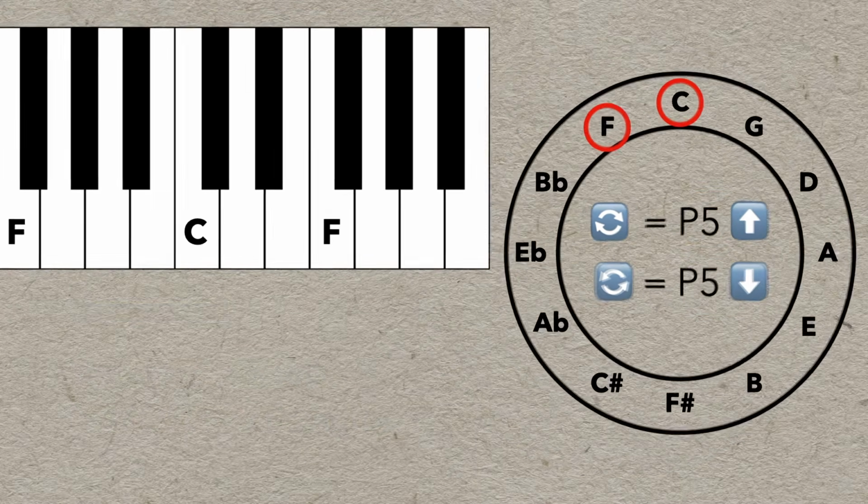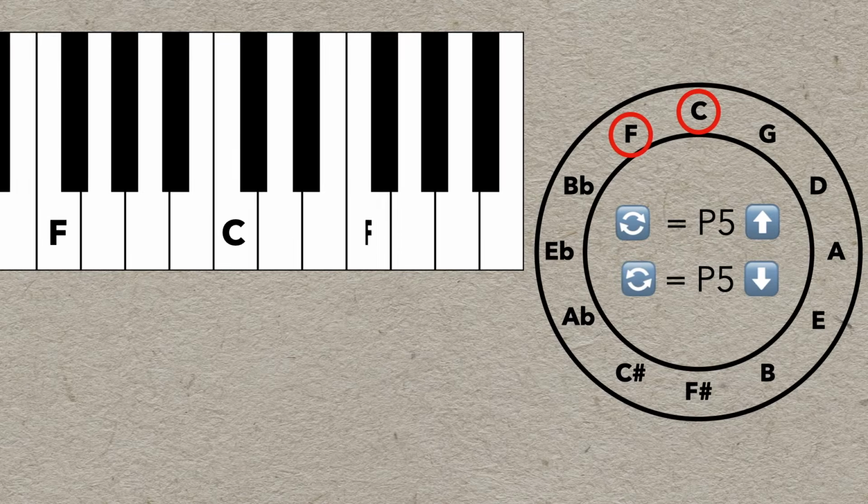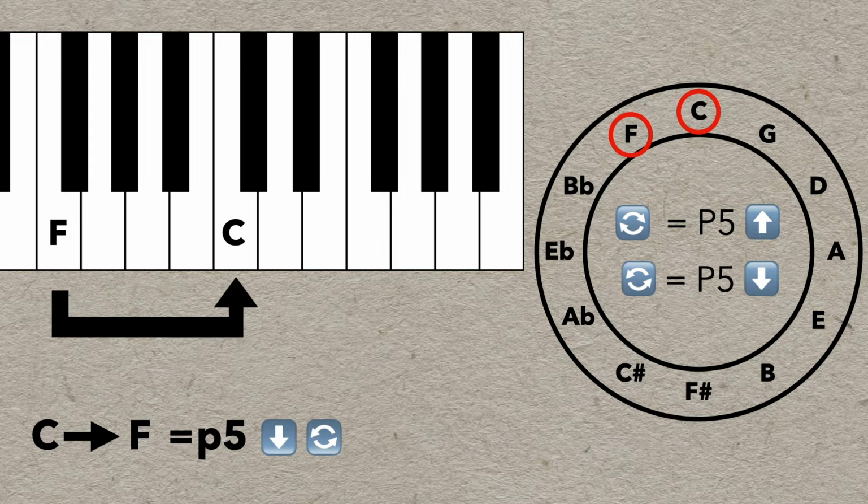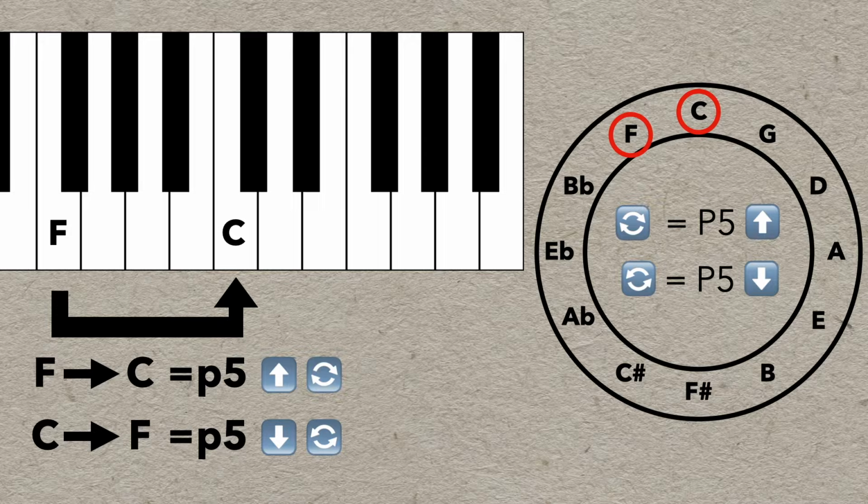But there's more than one F on the piano. There's another one down here, a fifth below middle C. So counterclockwise from C to F is a fifth down. And you can turn it around and go clockwise a fifth up from F up to C.